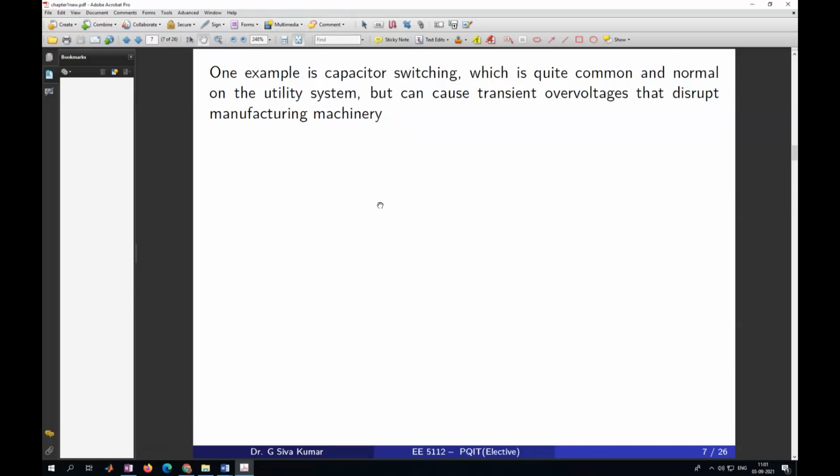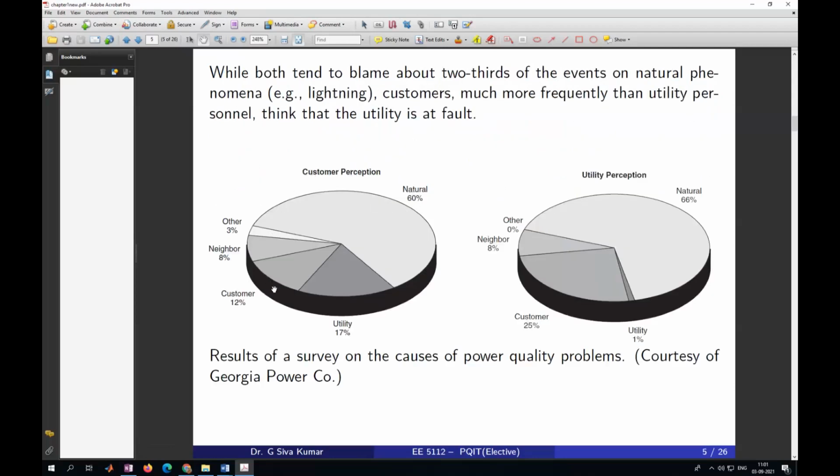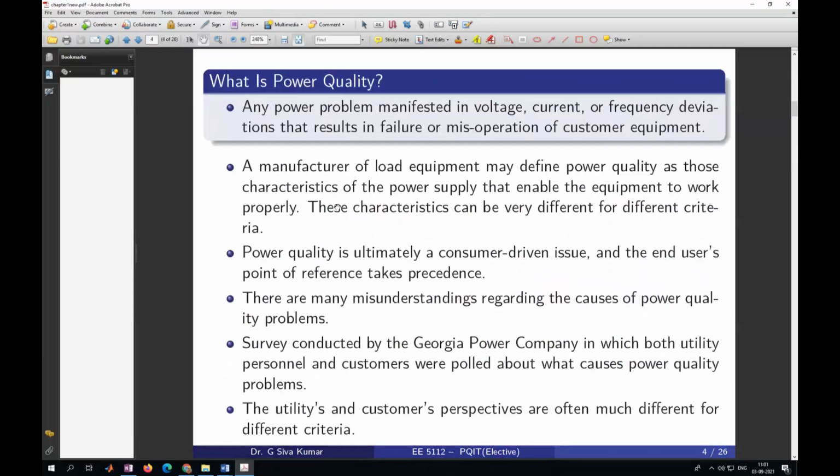So far, I didn't discuss much that you don't already know. Most of the things you might have heard about in your power systems course, especially the voltage controller you might have studied. That part has been discussed. This capacitor switching you have also studied in some power system courses, where it causes transient voltages. And then we have seen who is the major cause of power quality issues with respect to the customer perception as well as the utility perception.